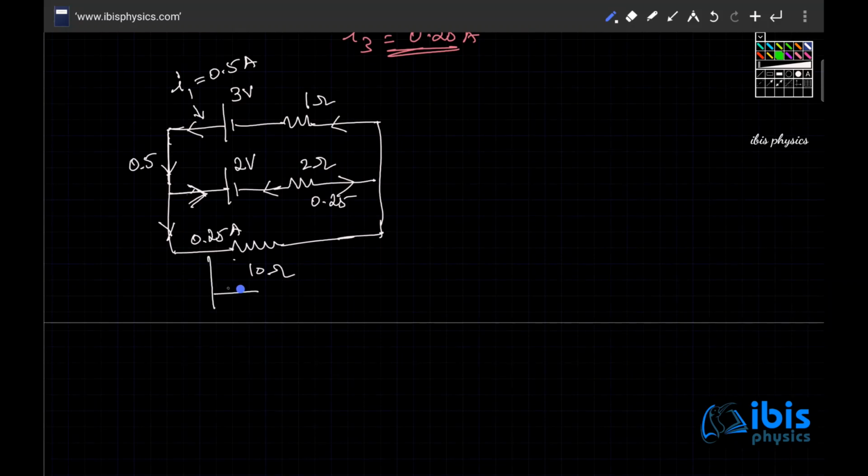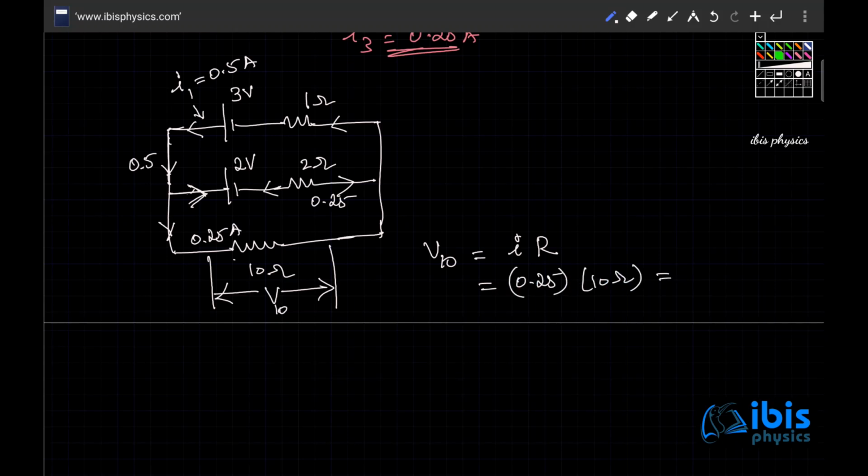Then what is the potential drop across the 10 ohm resistor? The potential drop V10 equal to current into resistance. The current through the 10 ohm is 0.25 and the resistance is 10 ohms. So 0.25 into 10 is 2.5 volt. So the potential drop across this 10 ohm resistor is 2.5 volt.